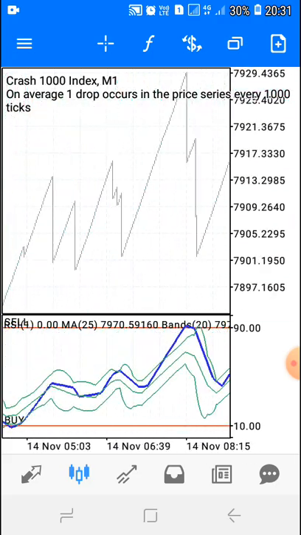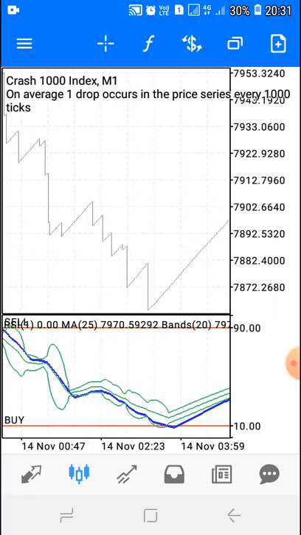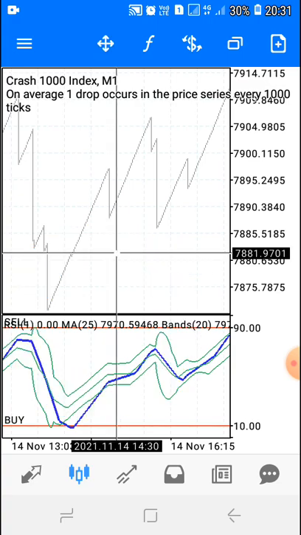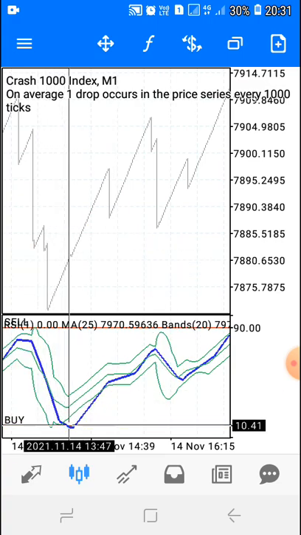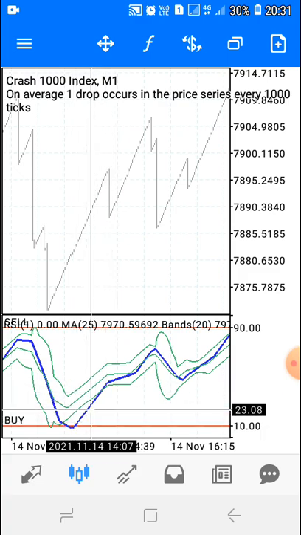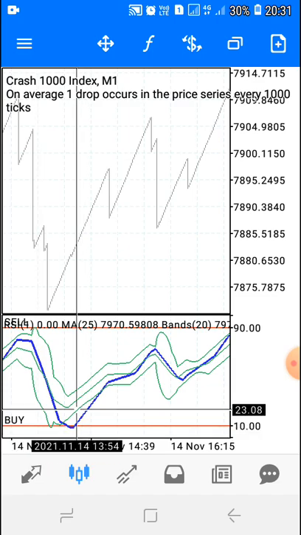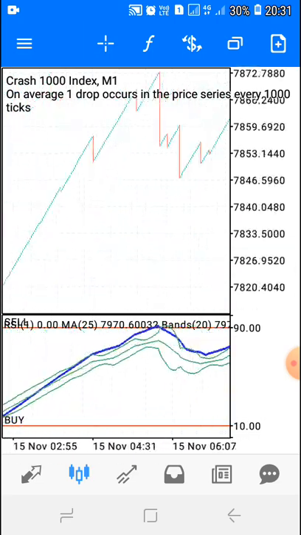and our moving average is because the more confirmation we have when we trade crash 1000 and boom 1000, the better. Okay, for example, you can see that we have our Bollinger Bands over here, right? And then we have our moving average. Now every time when the moving average and the Bollinger Bands is at the 10 level, when we trade crash 1000, we are getting ready for buys. Okay, but you need to be cautious.